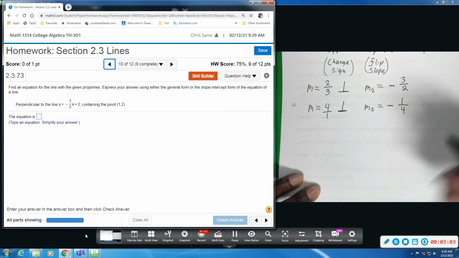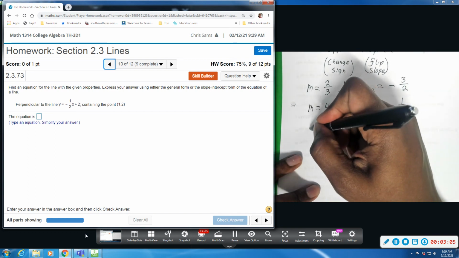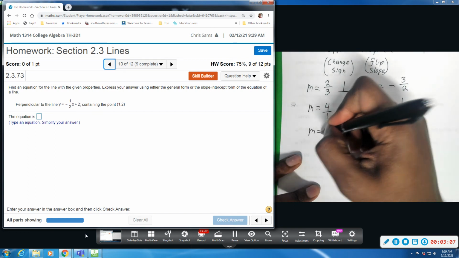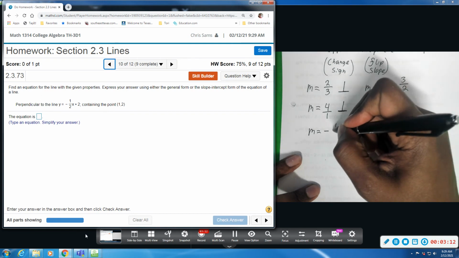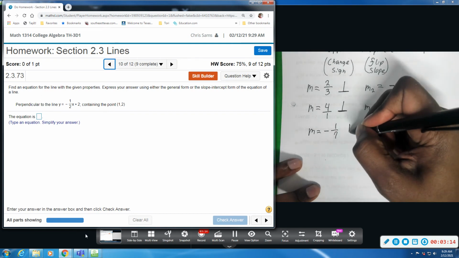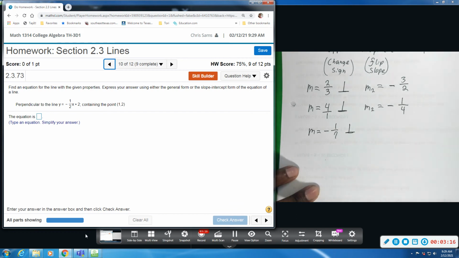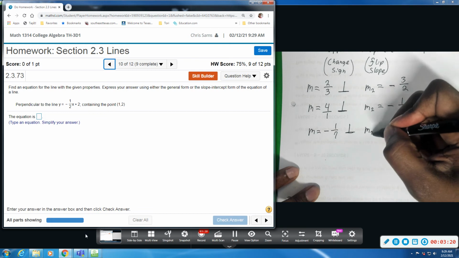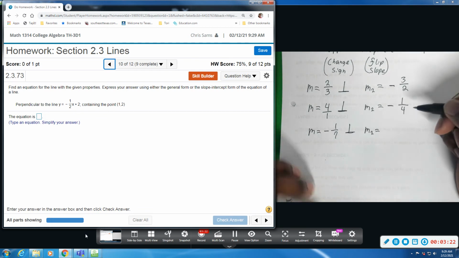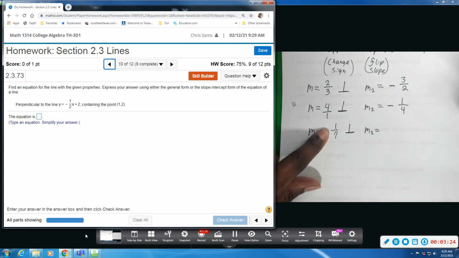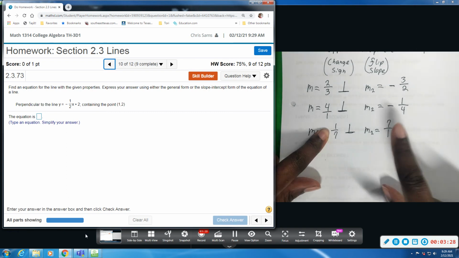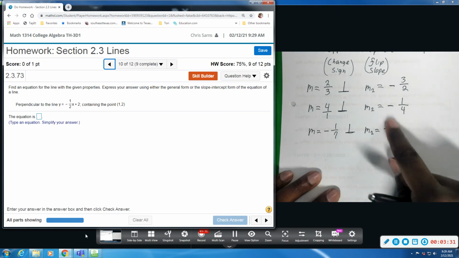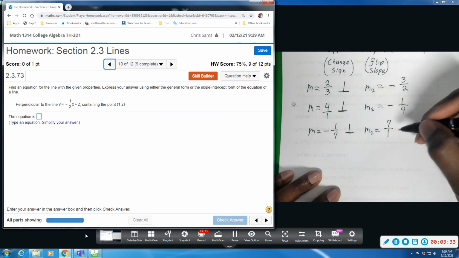So now one more. What if we had m equals negative 1 over 7. I want to find perpendicular to this. So my new slope will be positive, so I get rid of the negative, and then I will flip this. 7 over 1. Do not leave it at 7 over 1, because 7 divided by 1 is just 7.